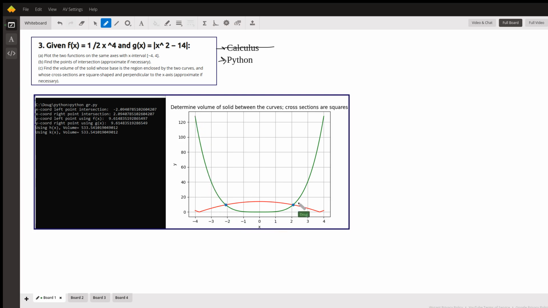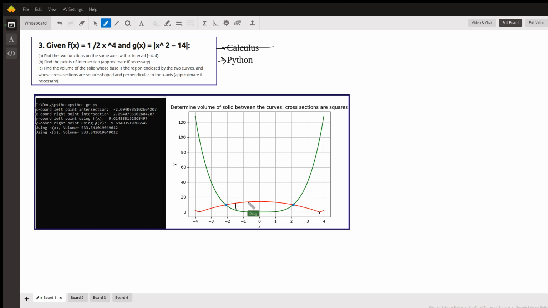The green curve is y equals 1/2 x to the fourth. The red curve is the absolute value of x squared minus 14. This was just a parabola that opens downward, but the region between this dot and this dot used to be under the x-axis until we took the absolute value, and that flipped it over the x-axis.